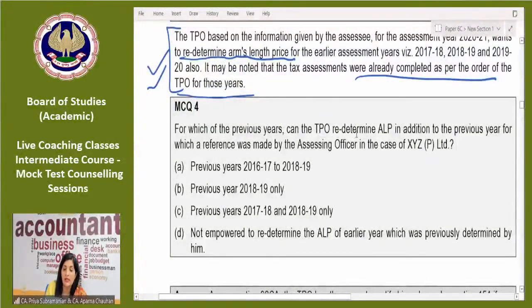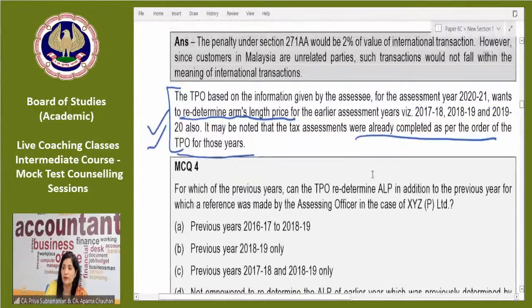Based on these facts, MCQ 4 asks you for which of the previous years can the TPO redetermine ALP in addition to the previous year for which a reference was made by the AO. The AO made a reference for assessment year 2021, but he wants to redetermine the arm's length price of the assessment year 1780, 1890 or 1920. Can he do it? Can the TPO redetermine the ALP which he already completed?